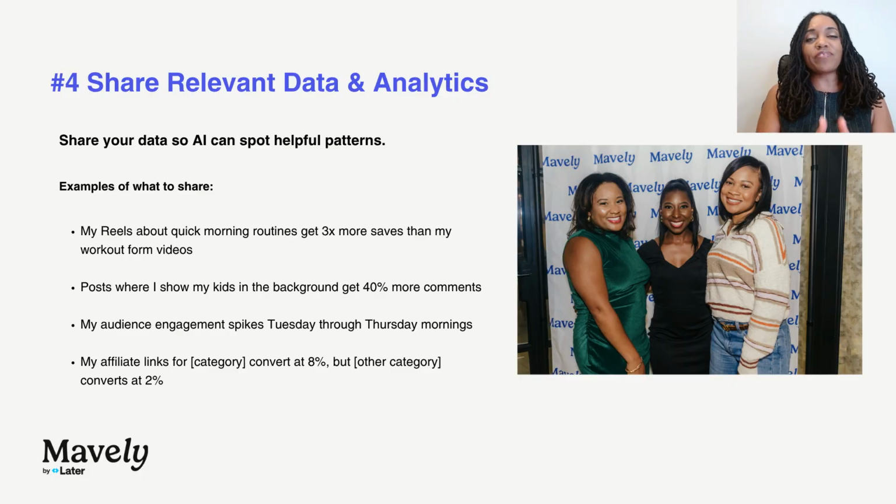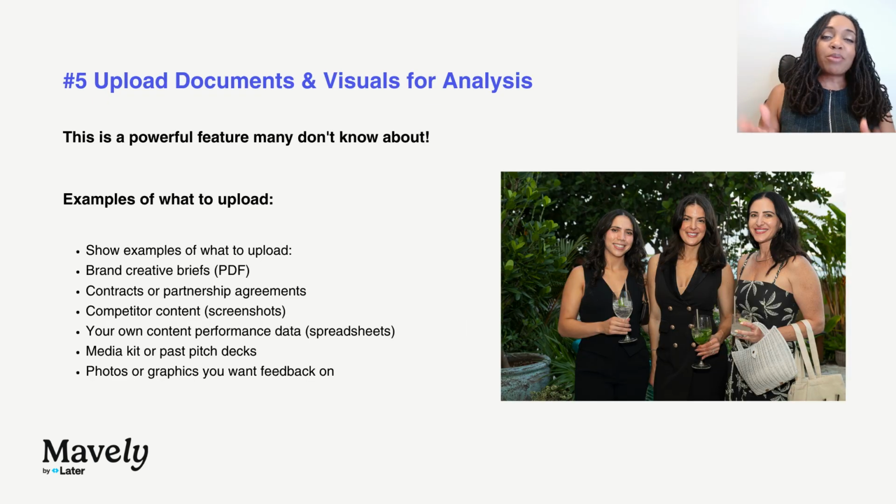Number 4, share relevant data and analytics. So you can upload your social media analytics, your affiliate performance data, your audience activity patterns, and content performance metrics so it can analyze what's driving clicks versus what's driving sales. And number 5, upload documents and visuals for analysis. So again, any creative briefs, you can take screenshots of your competitors' content so that it can analyze that, your own performance data, and even photos and graphics that you want feedback on. You can upload different YouTube thumbnails and have it analyze which one would be the best and why.